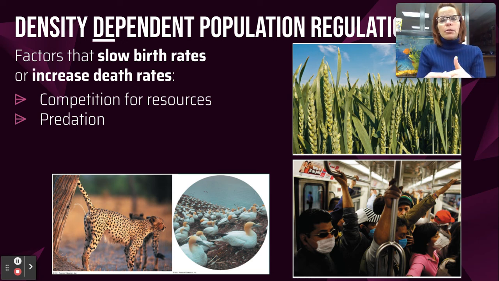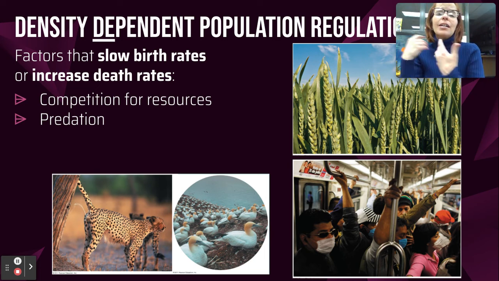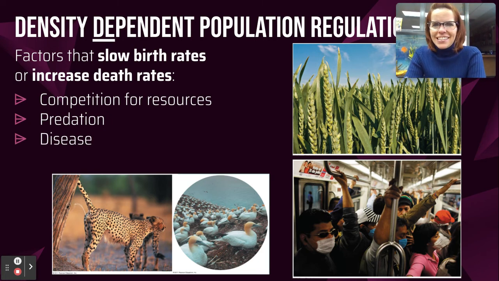Predation will impact birth rates. So the larger the population is getting, the more predators there are because they're feeding on the population. So we see that birth rates start to slow or death rates increase. Disease, we learned this well during the pandemic, and ironically, the picture down below is not from this pandemic, but the more crowded we are, especially in cities, the more likely we are to spread diseases and the more likely we are to slow birth rates or increase death rates.